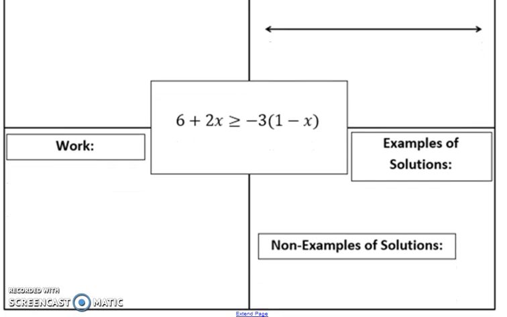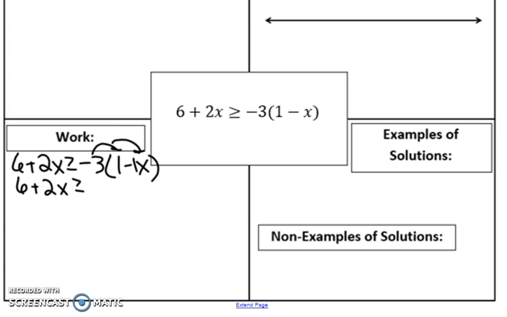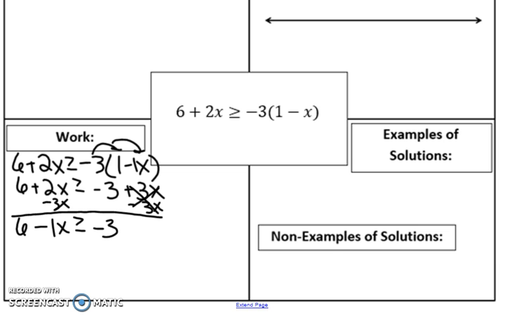Now, if we look at our first box, we have 6 plus 2x is greater than or equal to negative 3 times 1 minus x. So, if I start my problem, the first thing I want to do, just like when we do equations, I'm going to put a 1 in front of the x to remind myself, and I'm going to distribute my negative 3 to both numbers. I get 6 plus 2x is greater than or equal to negative 3 plus 3x. Now, I want to bring my variables to the left, so I'm going to subtract 3x on both sides. Those cancel. I'm now left with 6 minus 1x is greater than or equal to negative 3.